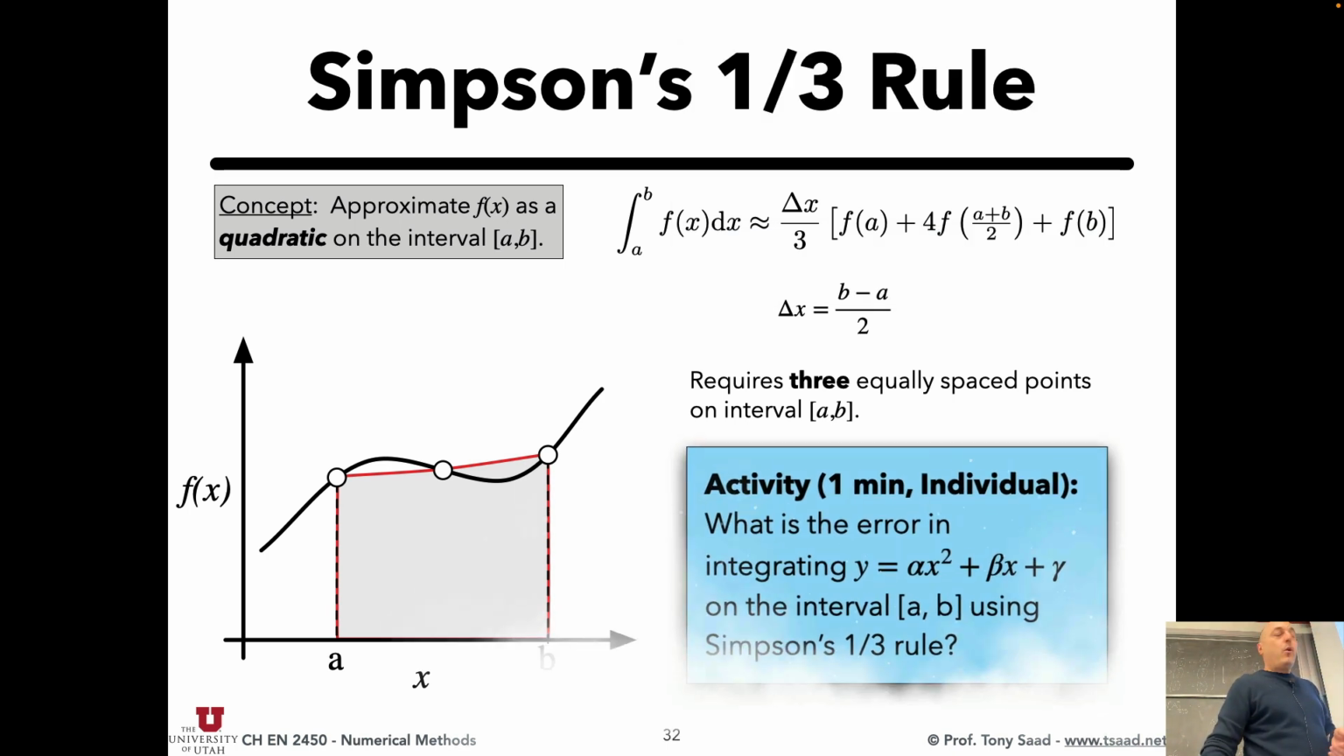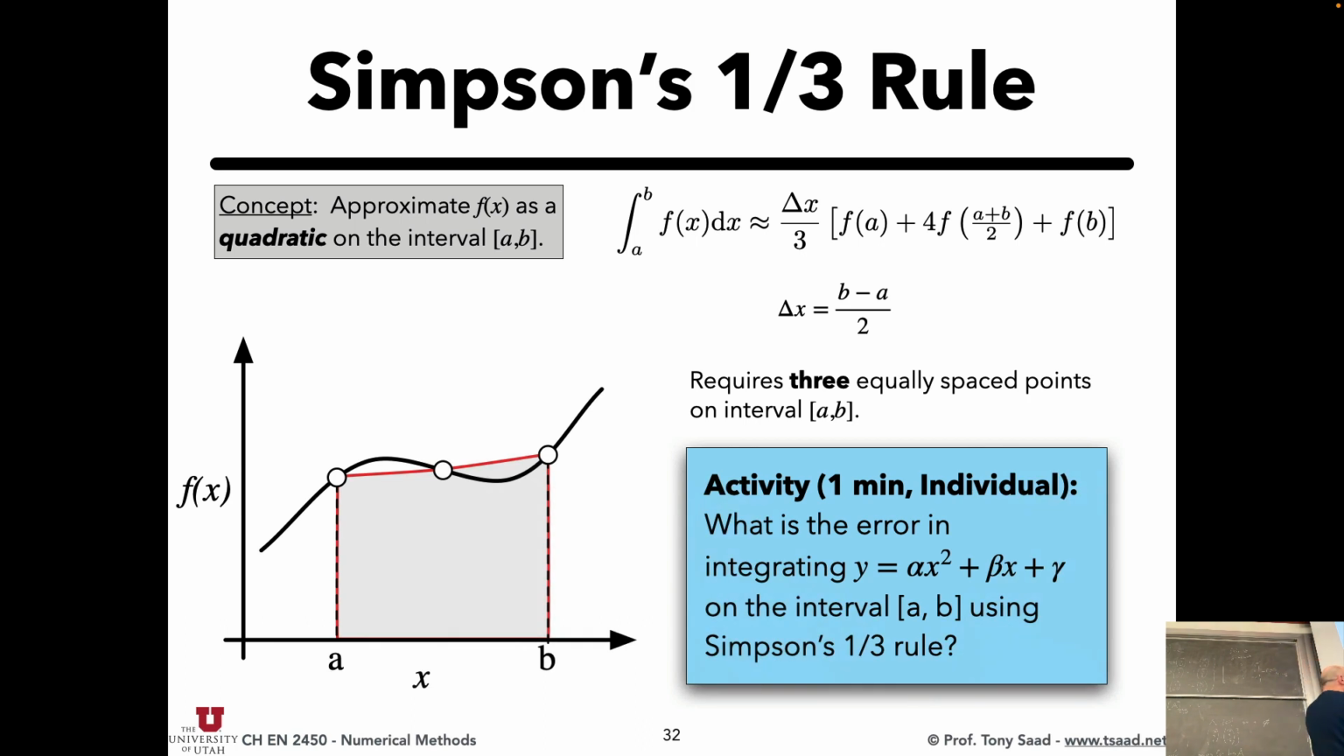Now, what is the error in integrating y equal alpha x squared plus beta x plus gamma on the interval a, b using Simpson's one-third rule? Okay. We got a 0. It's like I'm giving the answer away now with these questions. I should probably not ask them, because now when you see this on the exam, you'll think it probably means 0. Maybe I'll give one with an error of 1, exactly 1.